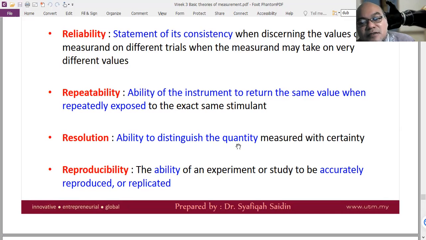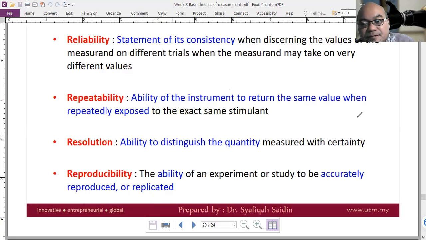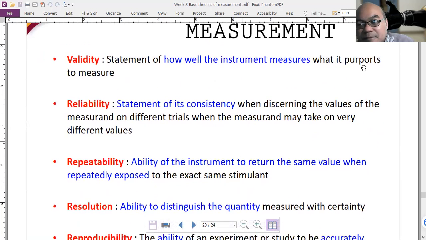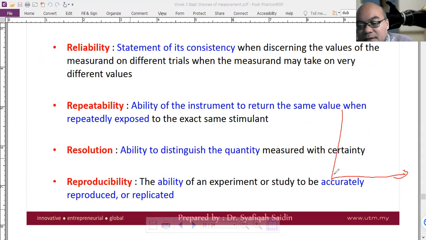Resolution is the ability to distinguish the quantity measured with certainty. So what is it? With the annotation, when we have a calibration again, where should I draw here? No space. Okay, it's on the right side. When we have a measurement like this, I mentioned, for example, again, the example of a balance with its weight standard, 0.1, 0.2, 0.5, let's say 1 kilogram. Okay, then we draw like this, right?